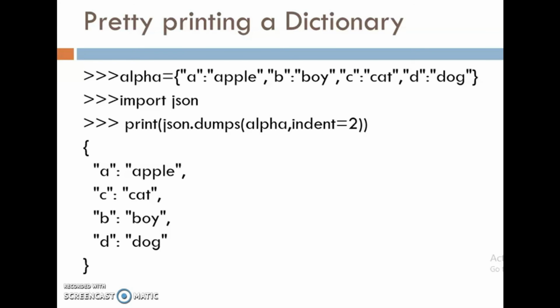To apply this pretty printing in a dictionary, we have to import the module json into our program. For that, we can use the statement import json. After that, we can use the dumps function, print json.dumps. We can pass that dictionary, then indent = 2. Then we can identify the dictionary like this: A colon apple, C colon cat, B colon boy, D colon dog. Okay, clear?